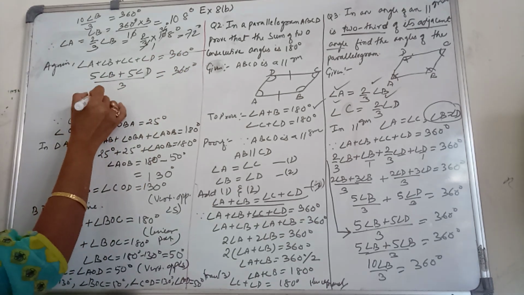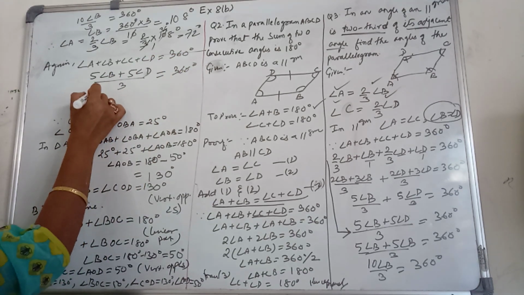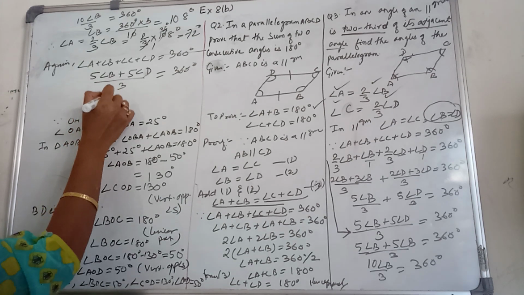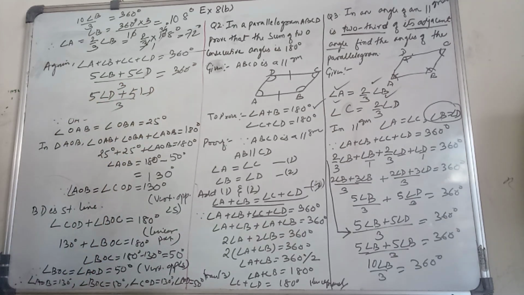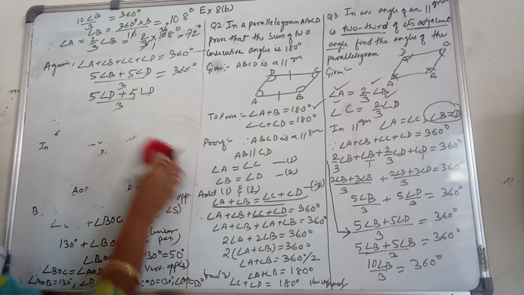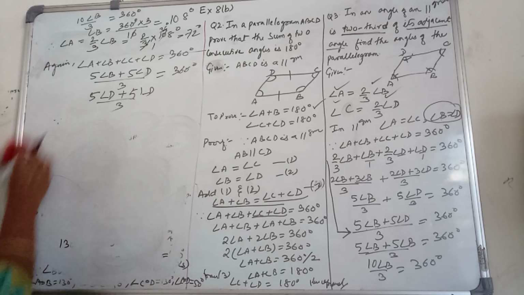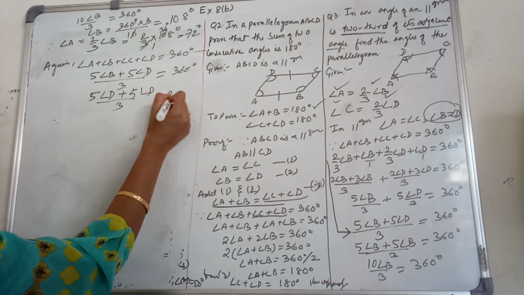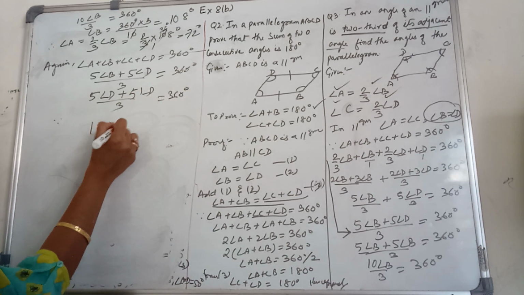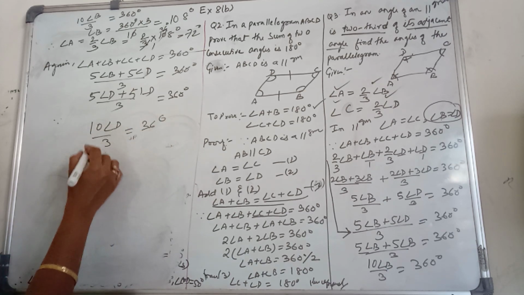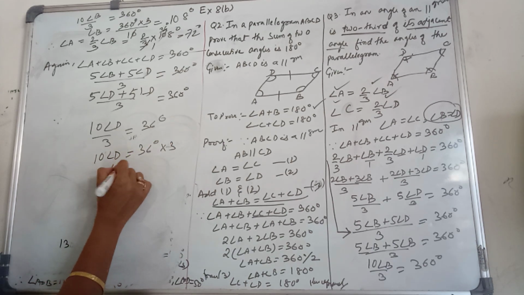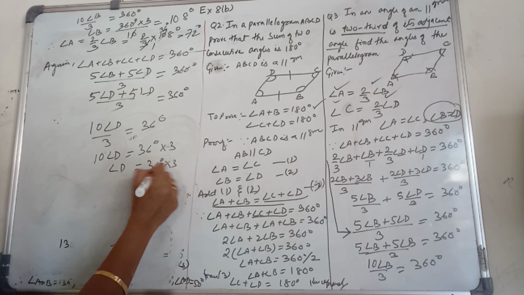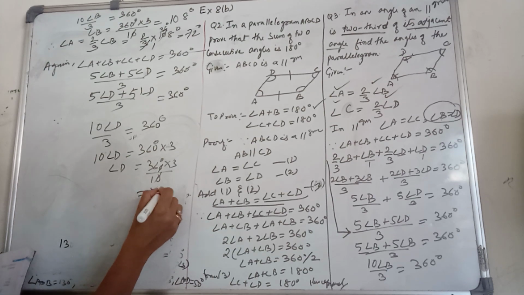Now here 5 of, in place of angle B you write angle D plus 5 of angle D by 3. So what we'll get here? 10 of angle D by 3, which is equal to 360 degree. So this one will be 10 of angle D is equal to 36 degree into 3. So angle D is equal to 36 degree into 3 divided by 10. So 0 0 cancel. So this one will be 72 degree.